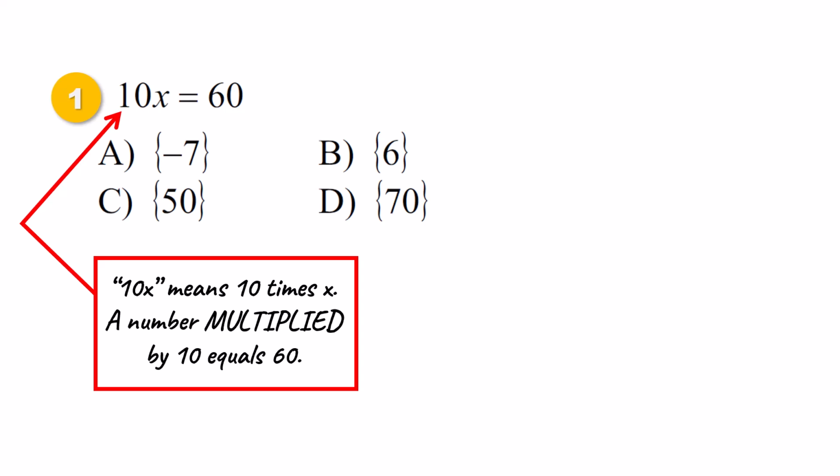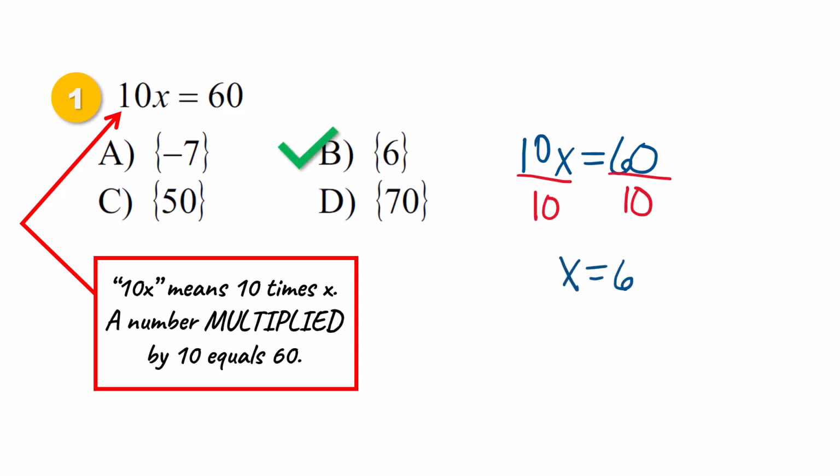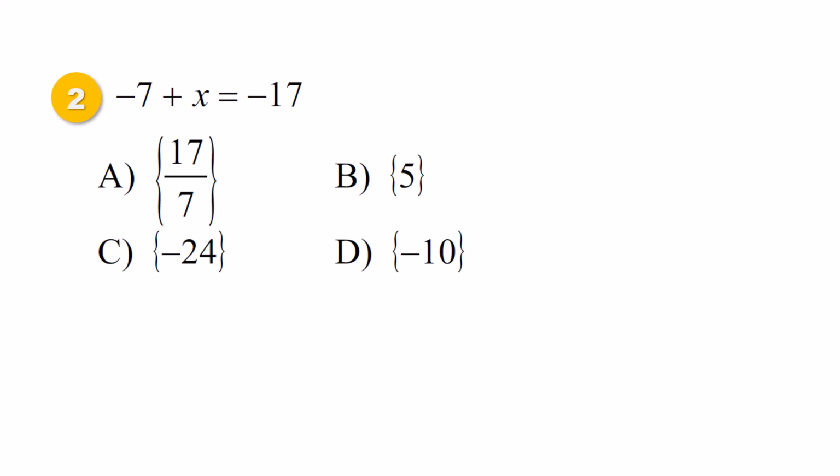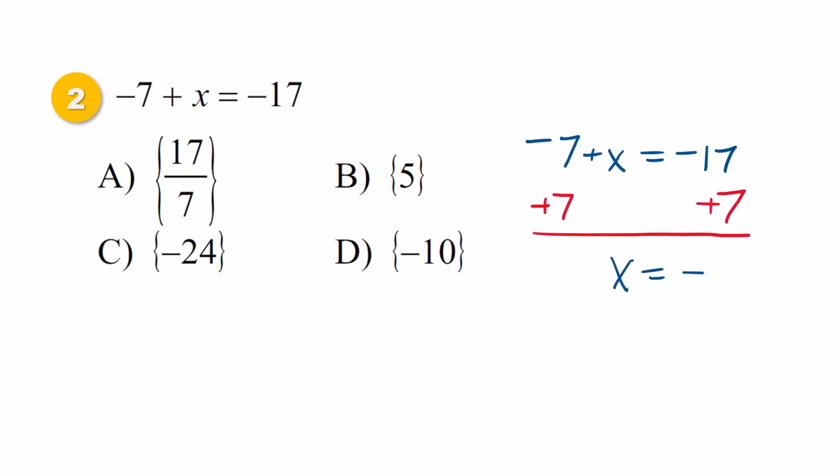This is a big one. But you are supposed to divide. So we'll divide both sides by 10 and we get x equals 6. Number 2. For this one, we want to add 7 to both sides, and we get x equals negative 10.